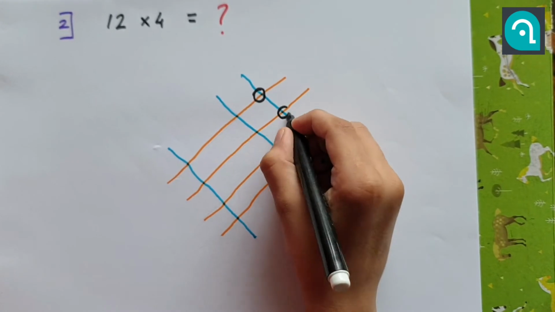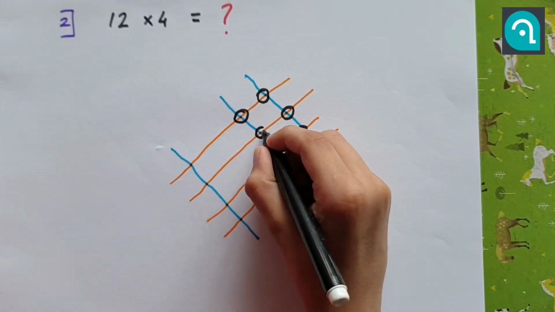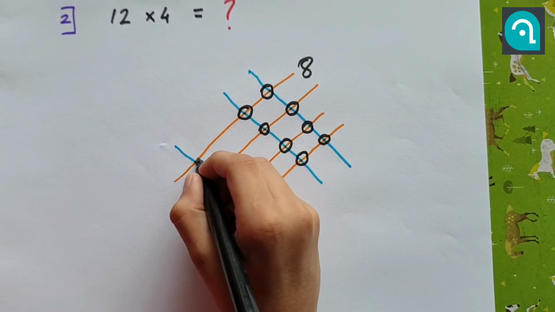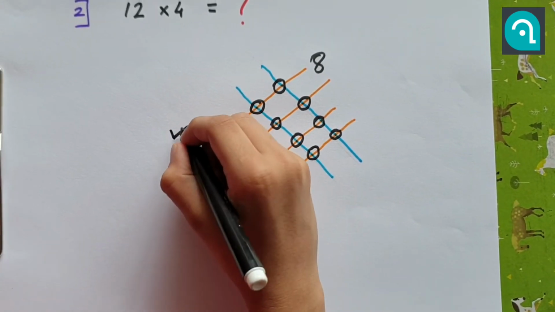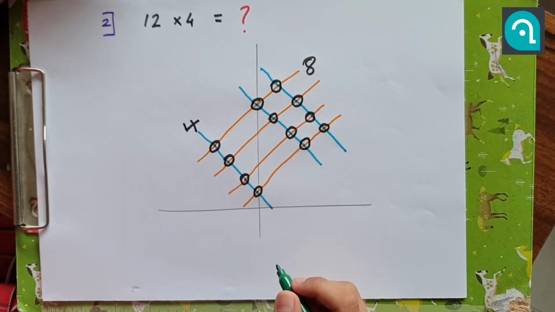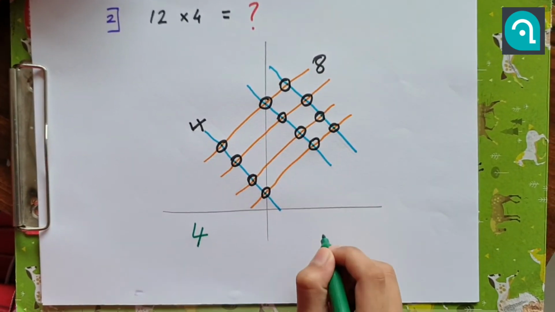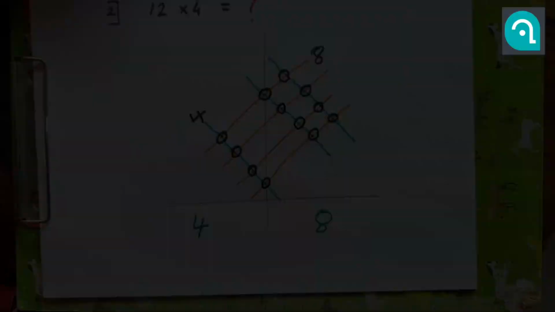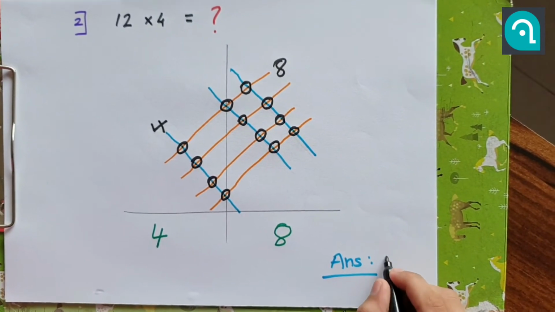1, 2, 3, 4, 5, 6, 7, 8. 1, 2, 3, 4. So our answer will be 4, 8, 48. So 12 into 4 is 48.